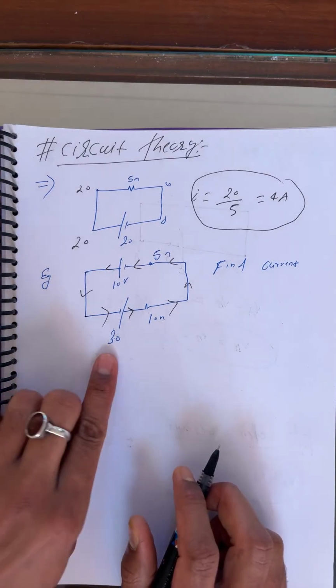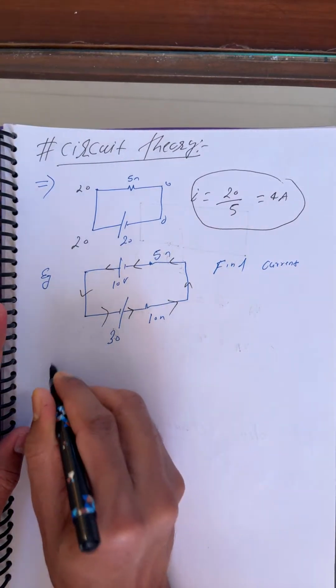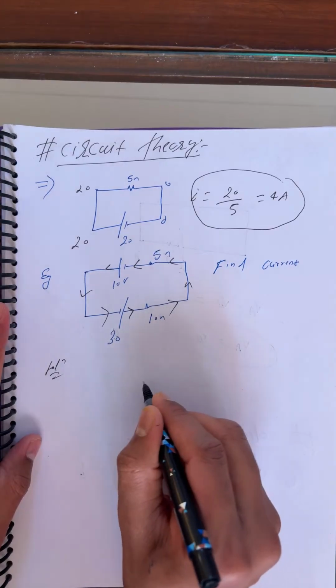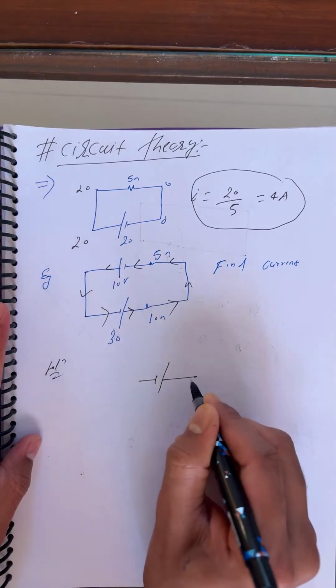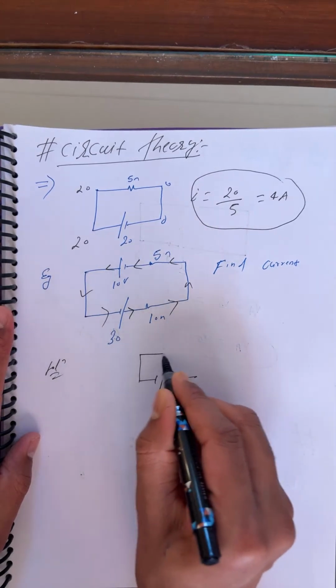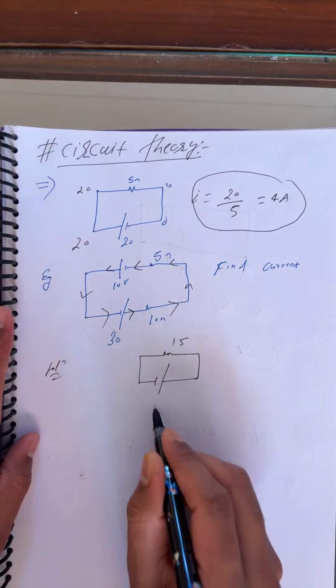Just subtract. Now, this is higher, this is lower potential. 30 minus 10 here, this is basically 20. And between this is 10 plus 5, 15. This is 15 in parallel and this is 20.